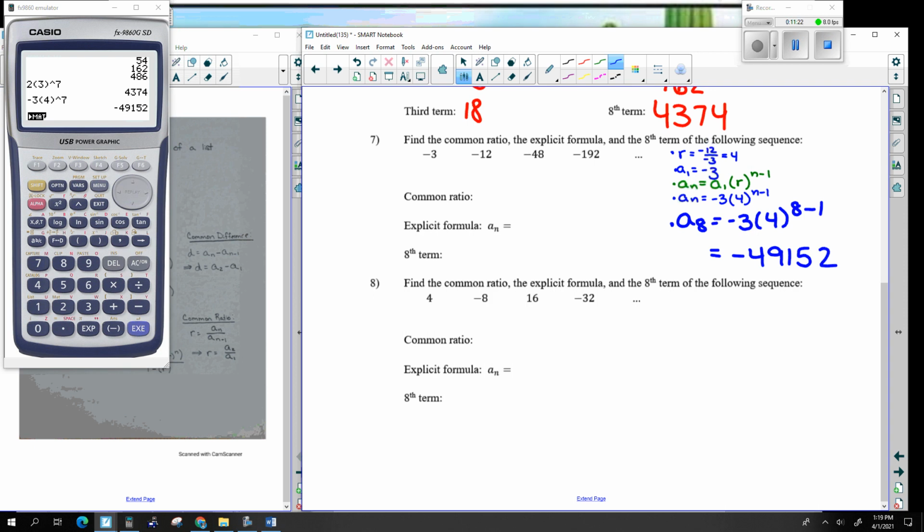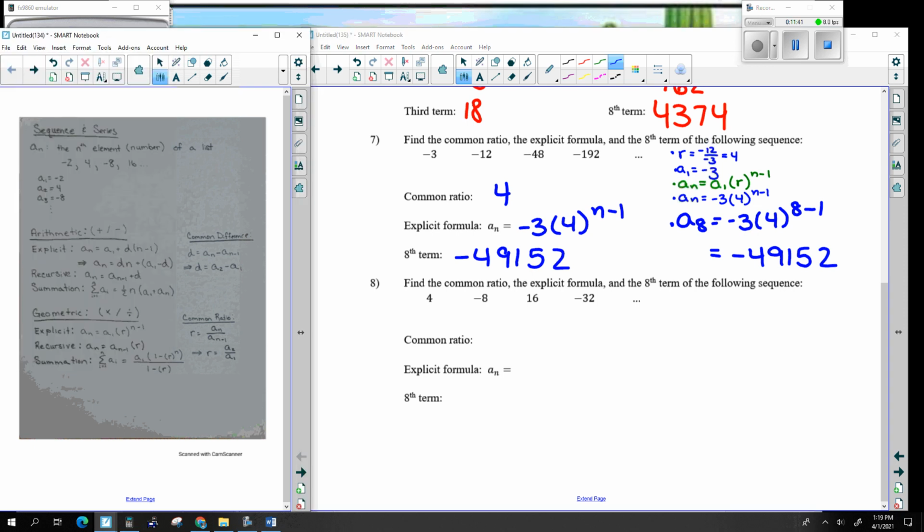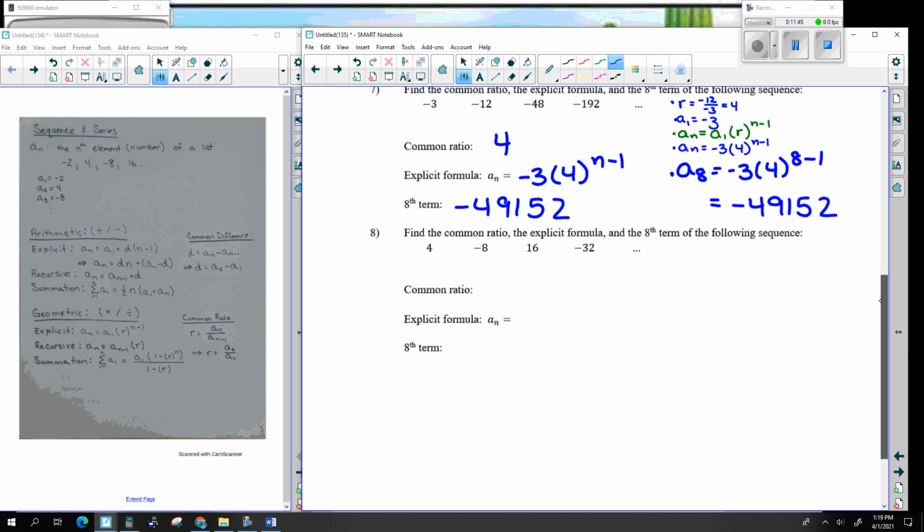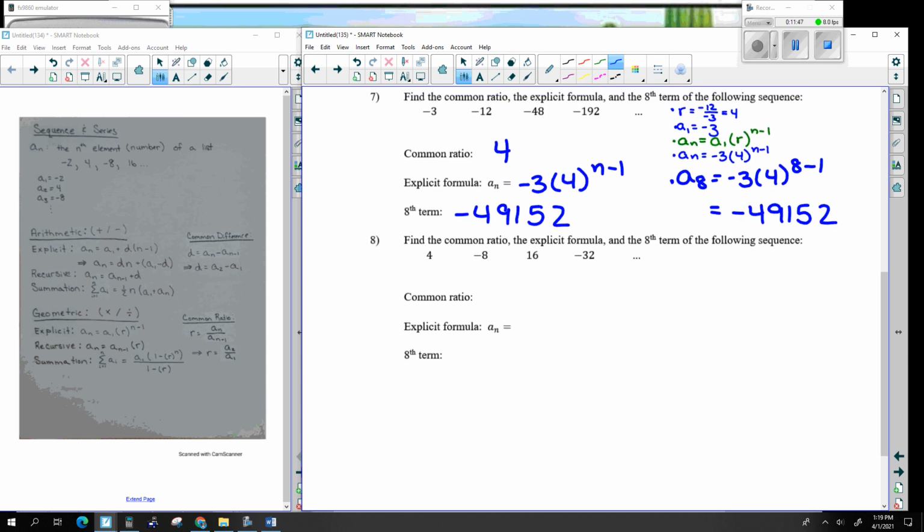So here we go. The ratio was 4. The explicit formula was negative 3, 4, n minus 1. The 8th term is negative 49,152. So just use that formula sheet. Use that formula sheet. It's good. This chapter is going to be really tough if you don't use the formula sheet.